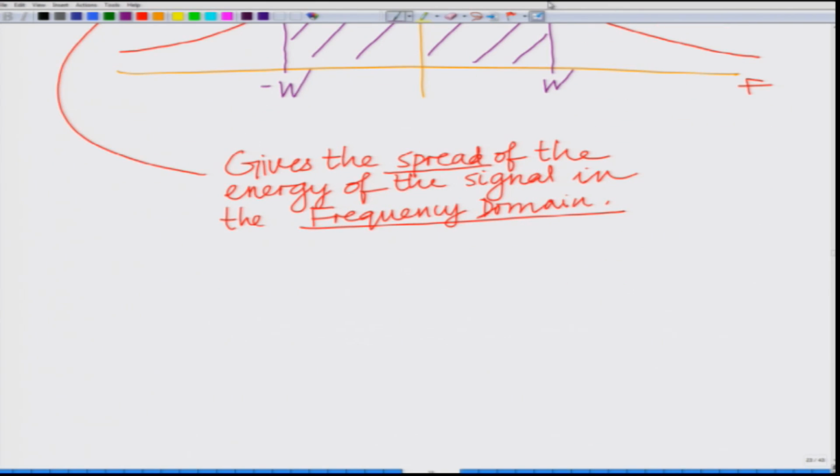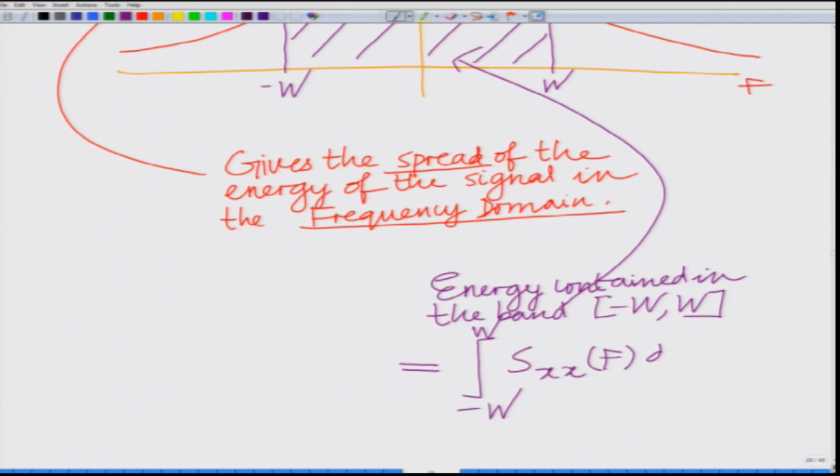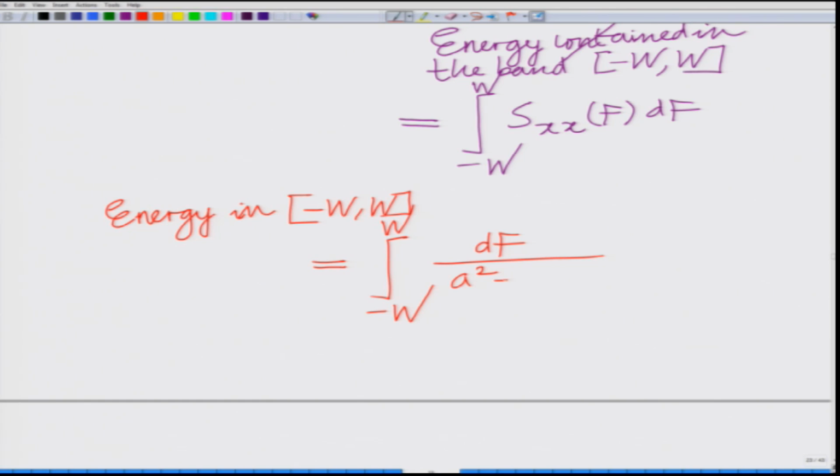So, if I ask the question, what is the energy contained in the band minus W to W, that is equal to the integral from minus W to W of the energy spectral density S_XX of f times df. We can evaluate this. The energy in the band minus W to W is equal to the integral from minus W to W of df by 1 over a square plus 4 pi square f square.